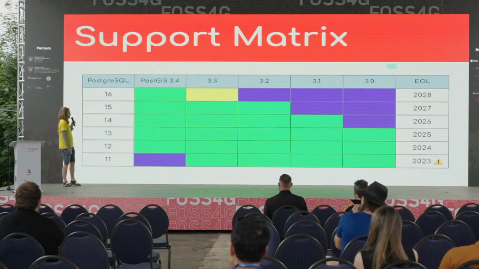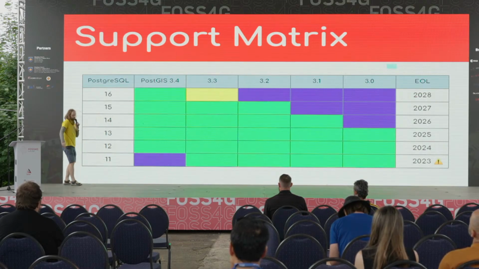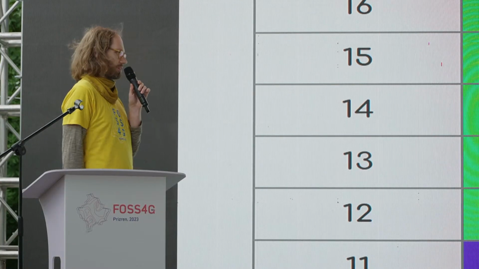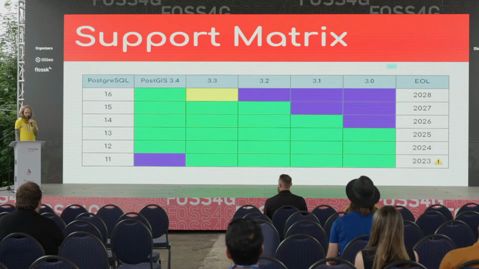There's also the PostGIS support matrix to see which Postgres version the new PostGIS supports, and you see here that the newest PostGIS will not support Postgres 11. So if you're still on 11 and want to use the new functions in PostGIS, think about upgrading. You see it's a sliding window, so probably the next PostGIS will not support 12 anymore.